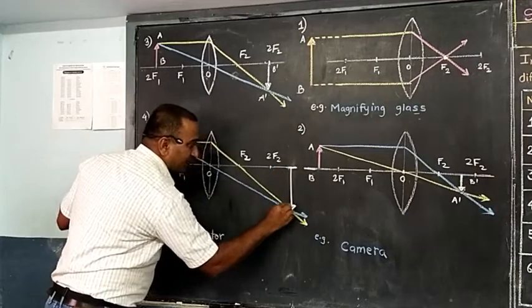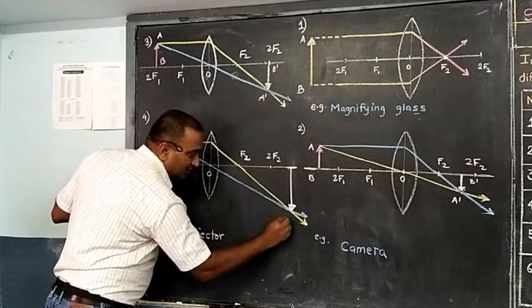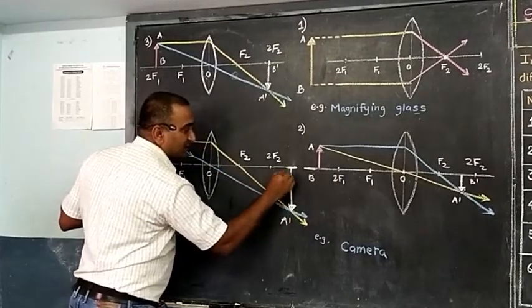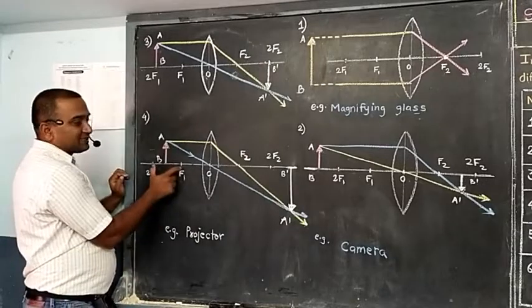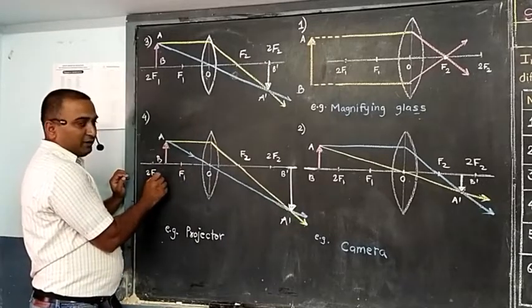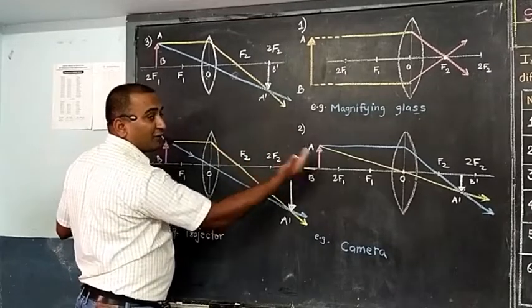This much image we are getting. This point is A, here B. So A will come down, so it is A dash, and this one is B dash. So where have we placed this object? Object is placed in between F1 and 2F1. Image we are getting beyond 2F2.